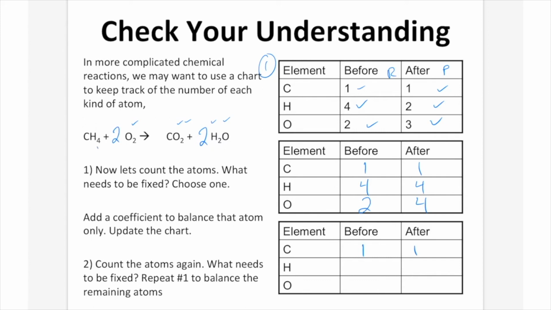Hydrogen still has 4, and 2 times 2 is 4, so 4 and 4. And now our oxygens have 2 times 2 is 4 on the left-hand side, and we're going to have 2 plus 2, 4 on the right-hand side, and we're balanced.